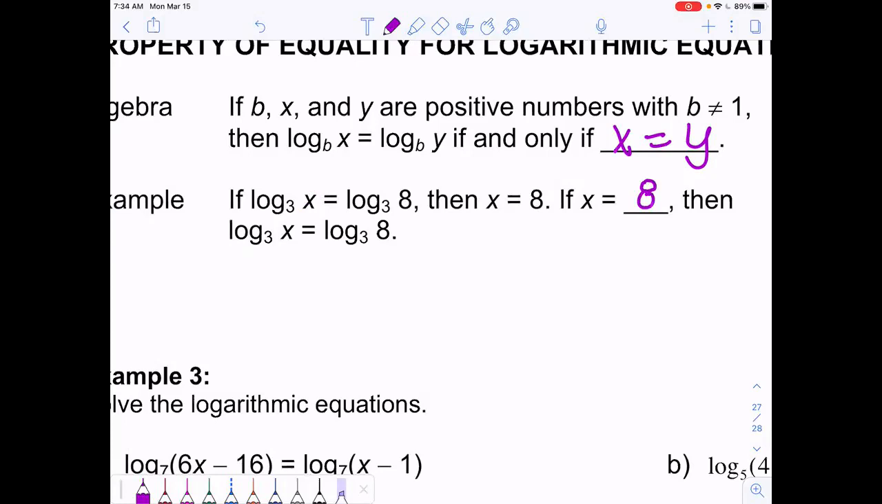Again, these are conditional statements, if and only if. So that means I can write it one way, or I could switch it and say, hey, I'm giving you the x value, then the two logs must be equal to each other as well. So a conditional statement of if and only if means either way you read it, one way versus the other, both of them would have to be the same.